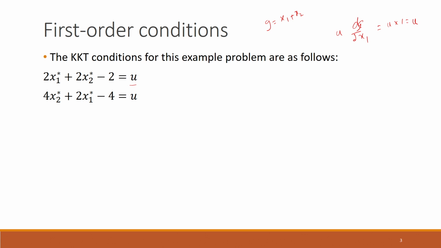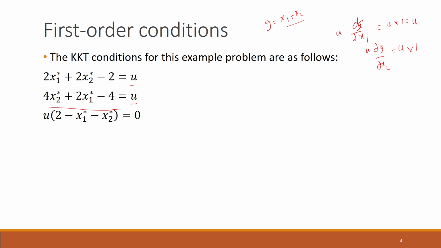Similarly, this one is the partial derivative of the objective function with respect to x2, and this is what it comes out to, and this is u times the partial derivative of the function g with respect to x2. Again, u times the partial derivative of g with respect to x2 is u times 1, because the partial derivative of g with respect to x2 is also equal to 1. So, that is why again we have u here. And why have we written x1 star, x2 star here? Because x1 star, x2 star is the stationary point which we want to find.